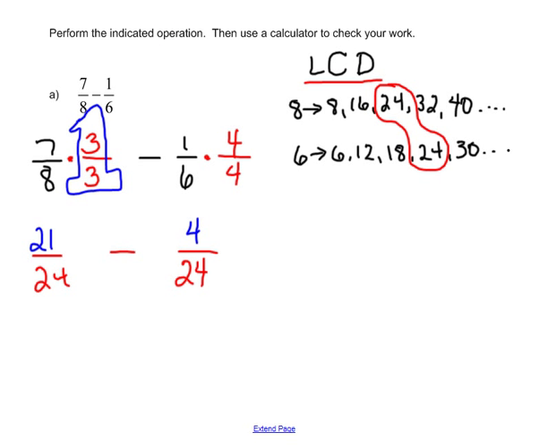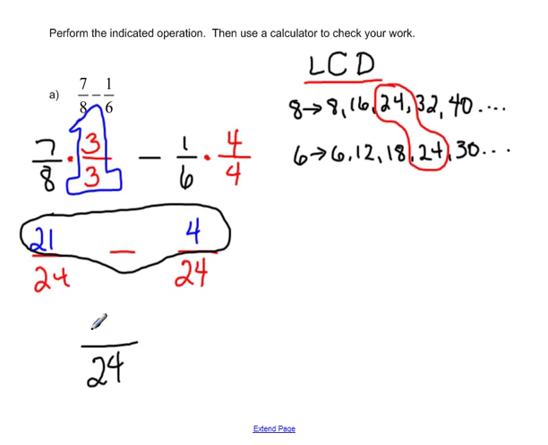I couldn't do it while the denominators were different, but now that the denominators are the same, I know my answer is going to have a denominator of 24, because once the denominator is the same, it stays the same. And then remember, we just do the subtraction to the numerators. 21 minus 4 is going to give me 17. I want to stop and just check and say, will this fraction simplify? Because often it will. But when I look at 17 and 24, they don't have any common factors. So I know that's going to be my final answer.